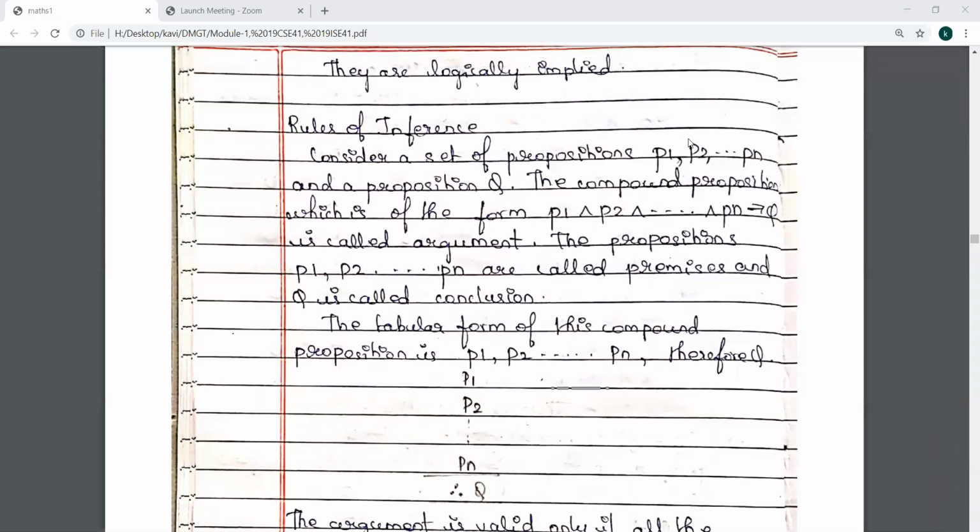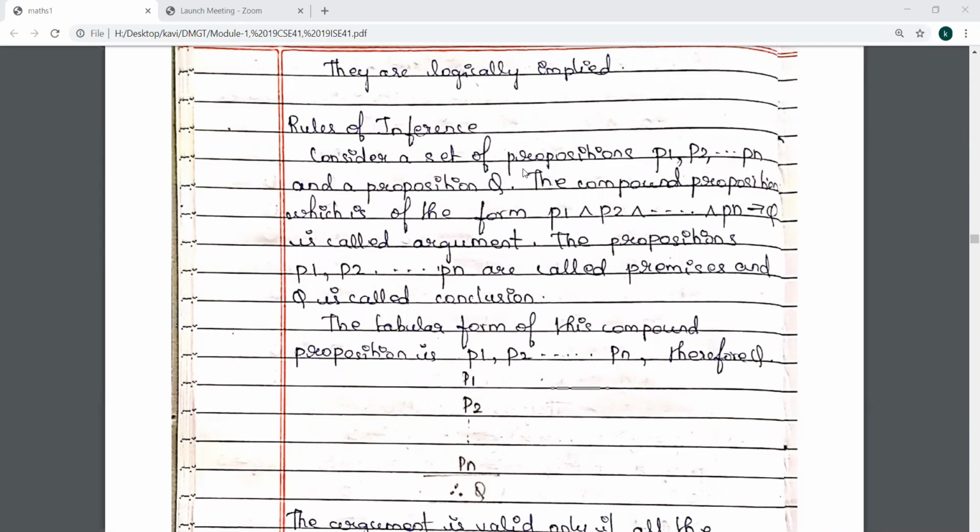Hello students, in this class I am going to discuss rules of inference. Rules of inference are nothing but rules used to check whether the given argument is valid or not. First we see the form of the rules of inference.